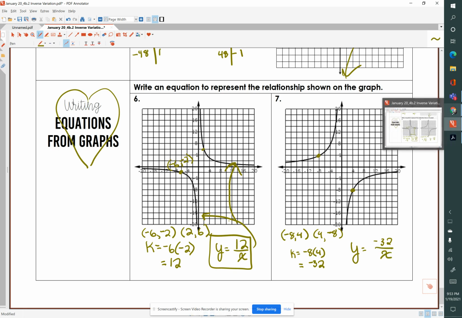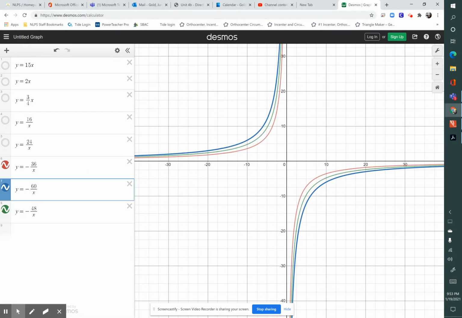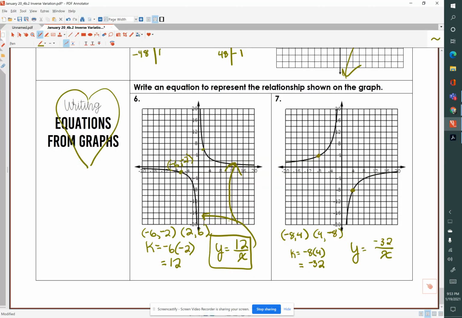And one last thing, if we graph those on Desmos, we would see, I can't do it because I separated my keyboard. I'm sorry, students. You can do it on Desmos, though. If we graphed y equals 12 divided by x and y equals negative 32 divided by x, we would see graphs that look similar to what is here on your paper. So let's get back to our exit ticket.